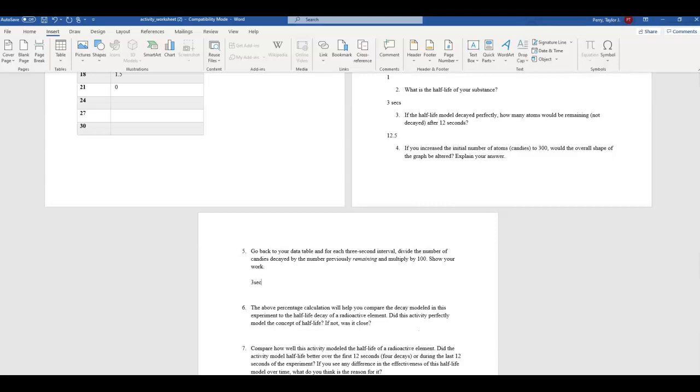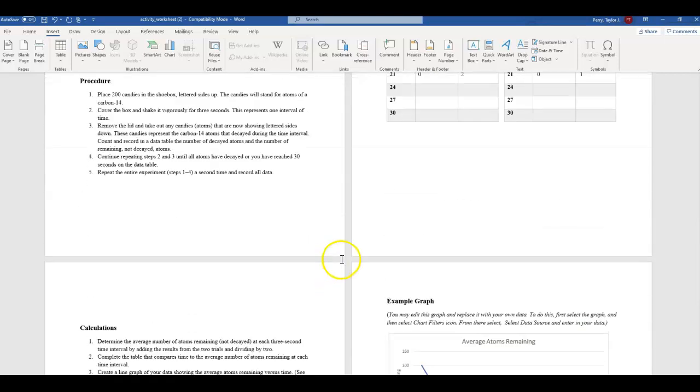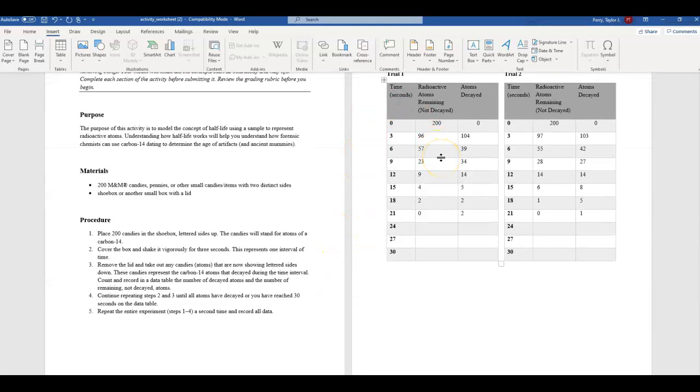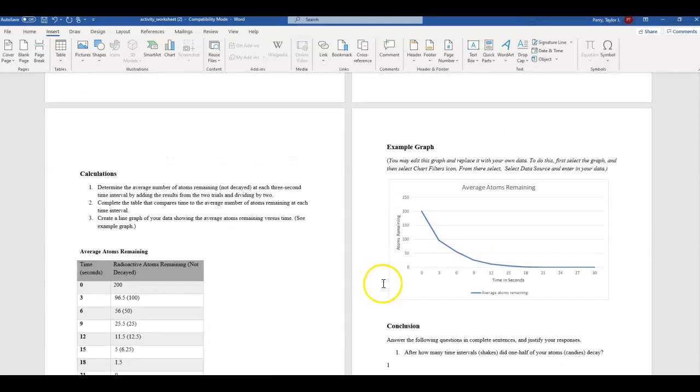I guess we'll put this here. 3 seconds equals 52. 6 seconds. I guess we can just put an S there, though we don't really need to. What does 6 seconds equal here? Let's see, at 6 seconds, we're going to do 39 divided by 96 times 100, and we get about 40.6.